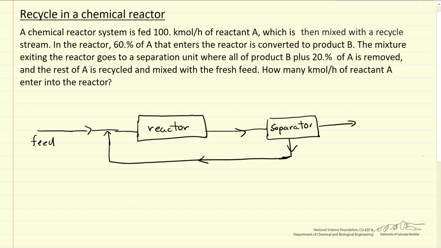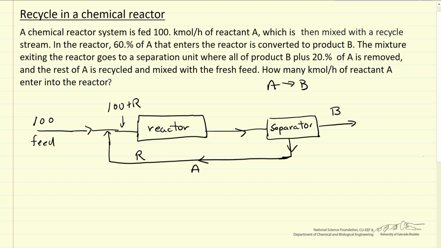So in this system we have a feed rate of 100 kilomoles of A into our system, and then we mix this with a recycle stream. We have this reaction, A goes to B. What we're going to do is separate out all the B here, so this recycle stream only contains A. So the flow rate here of A is 100 plus whatever the flow rate in that recycle stream is.